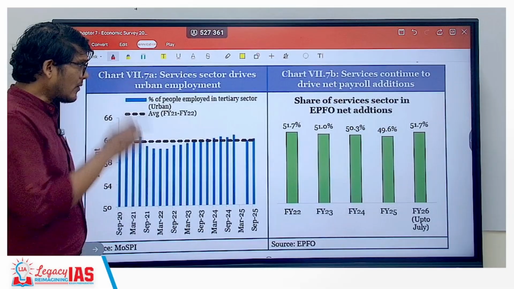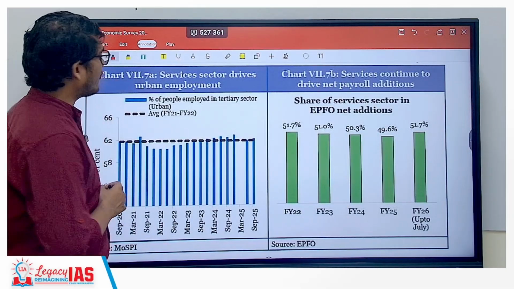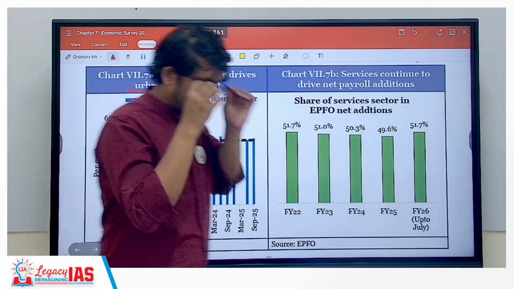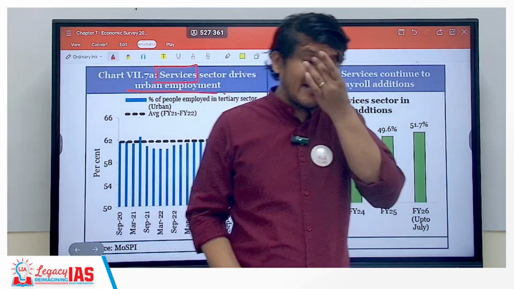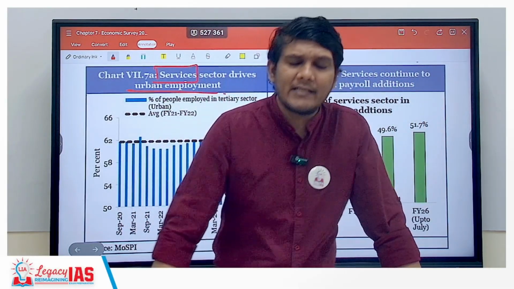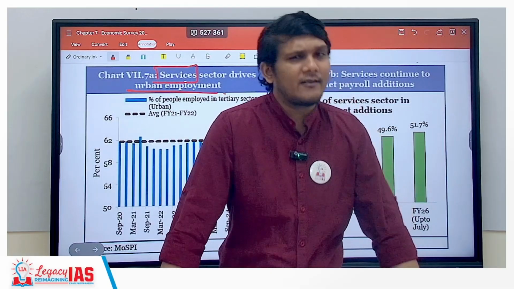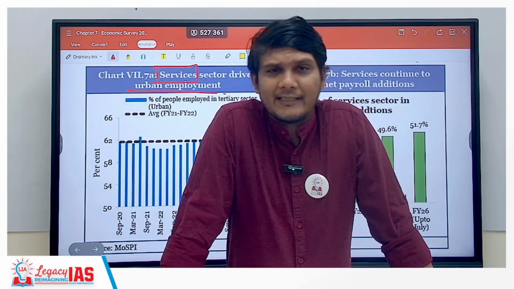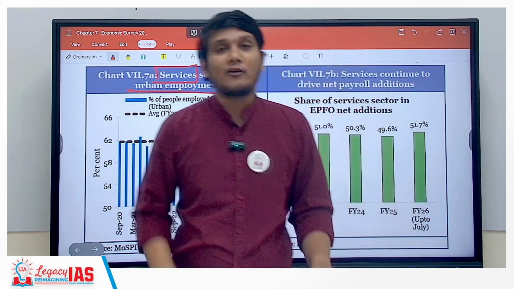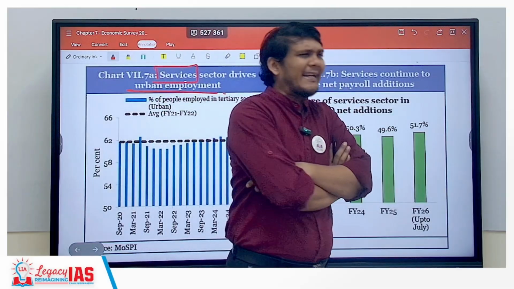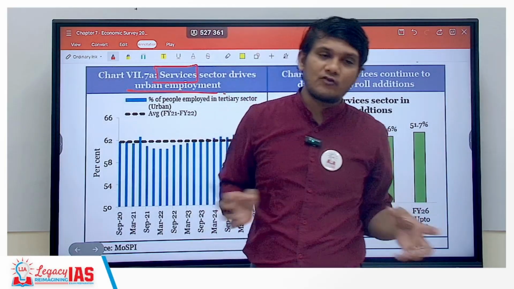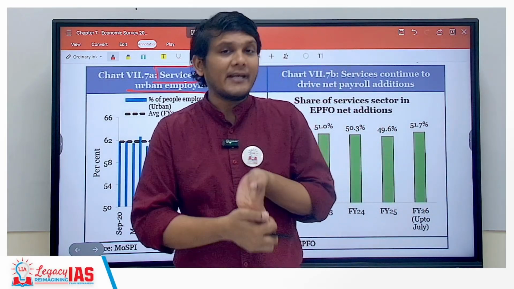Next, this graph or histogram talks about the services sector driving the urban employment. Now the thing is, urbanization happens either because of industrialization or due to service sector led growth. Now if you look at the countries of the West, you talk about UK, you talk about England. Why are we taking England as the example? Because it is the country where the industrial revolution first initiated, right?